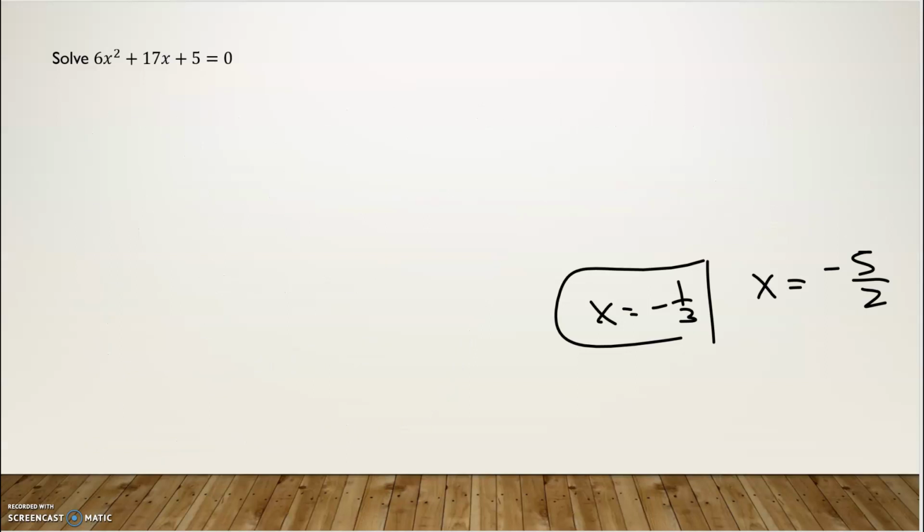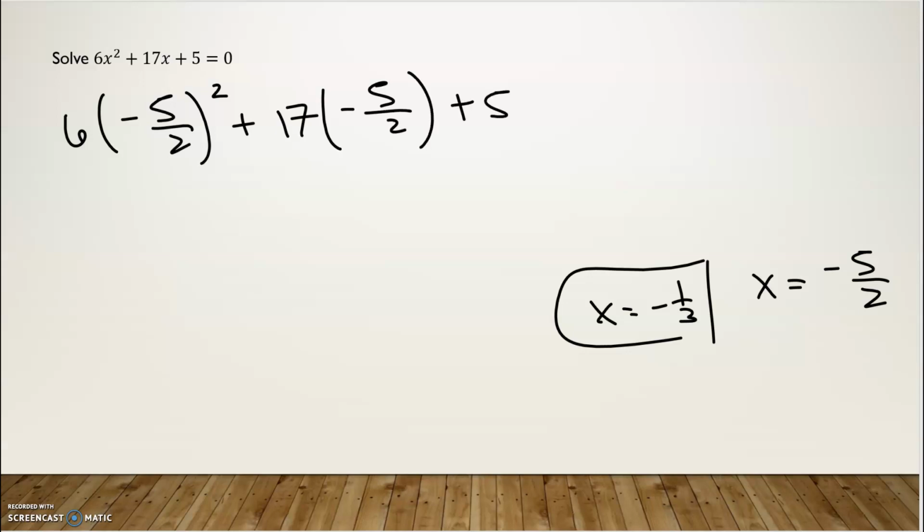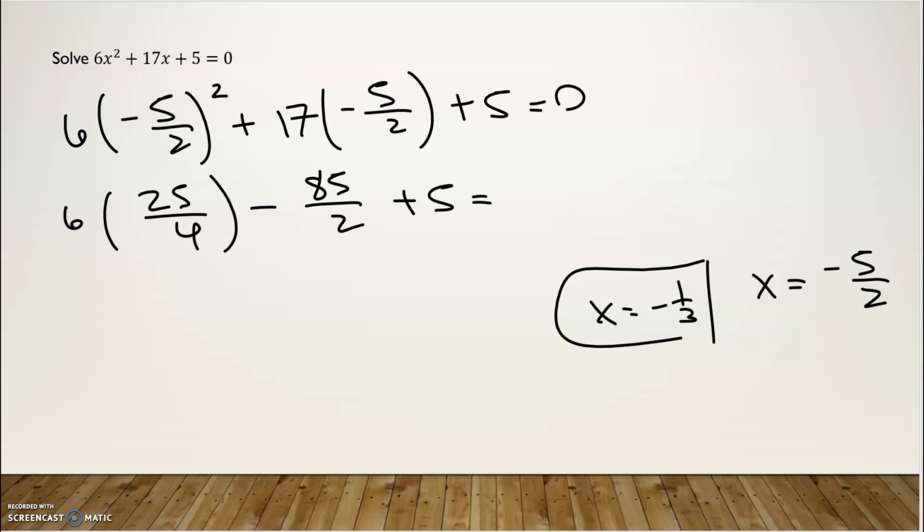Okay, so let's check -5/2. So 6 times -5/2 squared plus 17 times -5/2 plus 5 equals 0. Okay, so this is 6, 25/4 minus 17 times 5 is 85/2 plus 5 equals 0. Okay, it looks like I can take a 2 out of both the 6 and the 4, left with the 2 down here, left with the 3 up here.